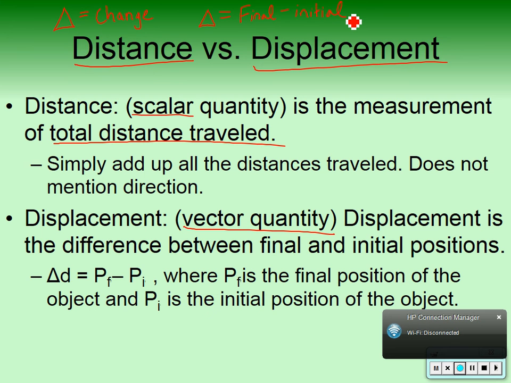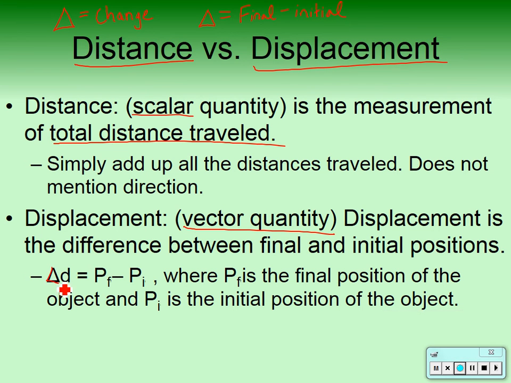Okay, so let's talk about how to find displacement. It says here that change in d, which is change in displacement, is equal to p sub f minus p sub i, where p sub f is the final position. So this p means position, and this subscript f means the final position, minus position initial. So final minus initial.